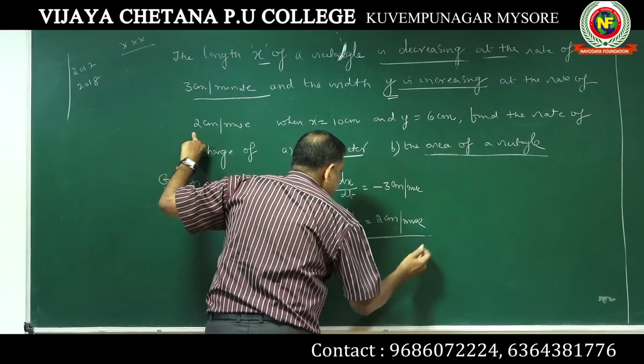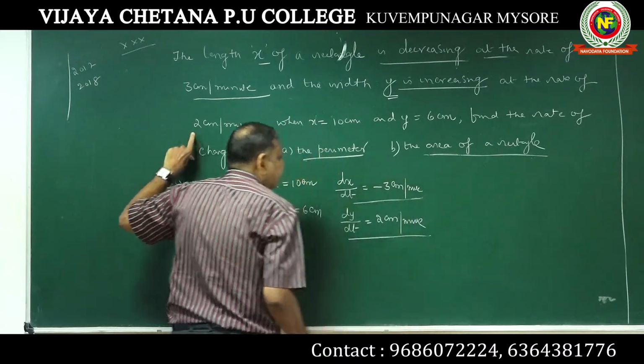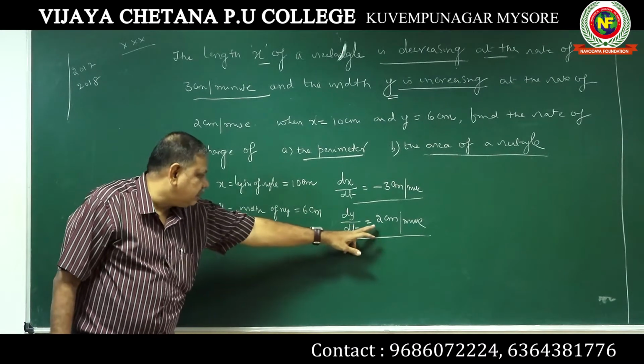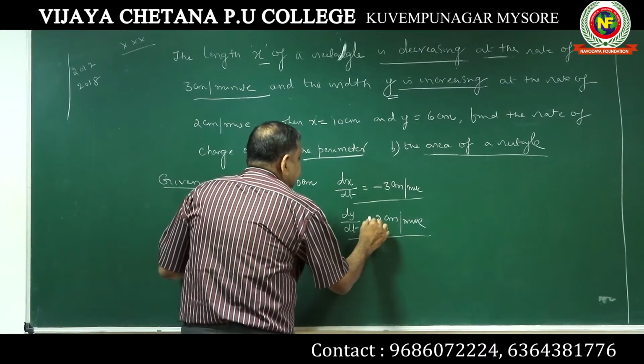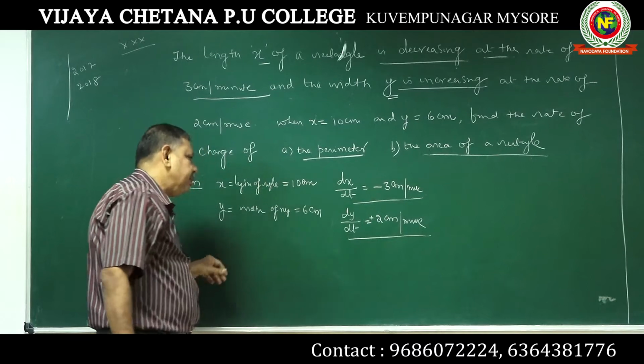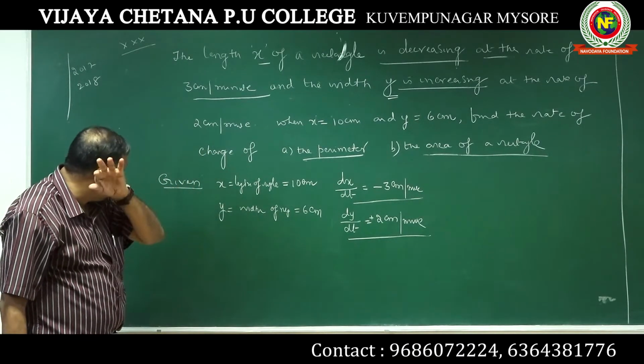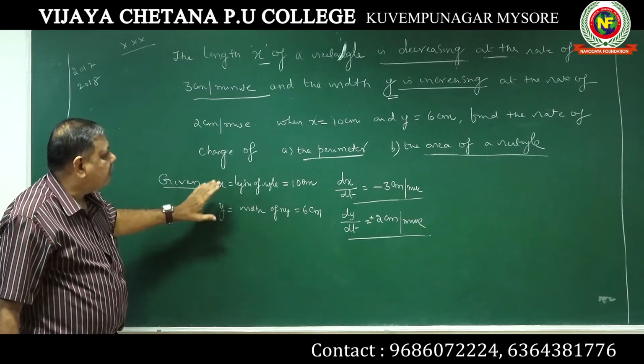So dy by dt is 2, dx by dt is minus 3 centimeter. Decreasing, take minus 3. If increasing is mentioned, it is plus. It is understood. Simply if you write 2 centimeter per minute, it is increasing. But for decreasing, put a minus sign. So x is given, y is given.